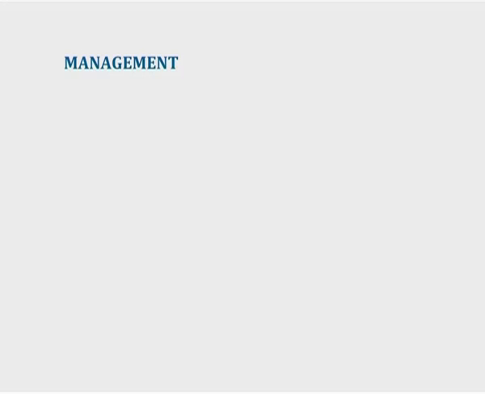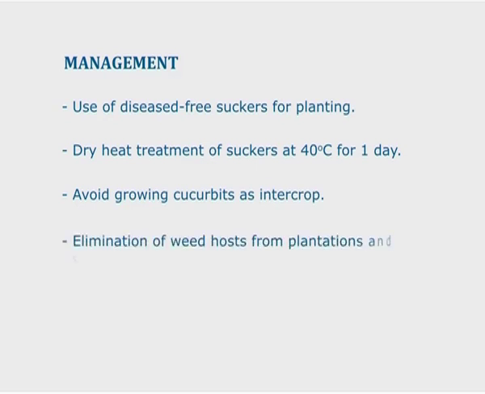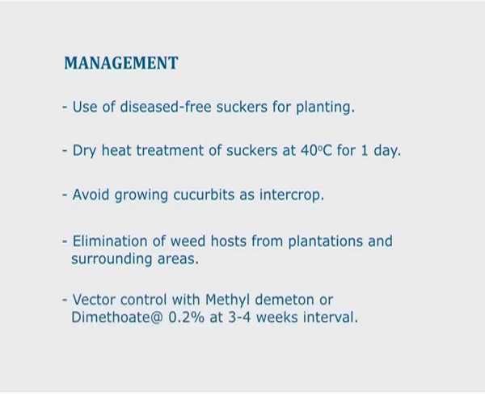Now coming to the management of the disease. Use disease-free suckers for planting. Dry heat treatment of suckers at 40 degrees centigrade for 1 day. Avoid growing cucurbits as intercrop. Eliminate weed hosts from plantations and surrounding areas. Vector control with methyl dimethone or dimethoate at the rate of 0.2% at 3 to 4 weeks interval.